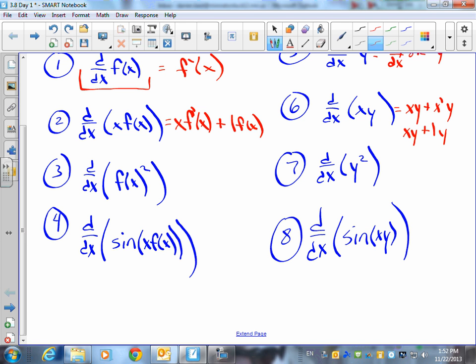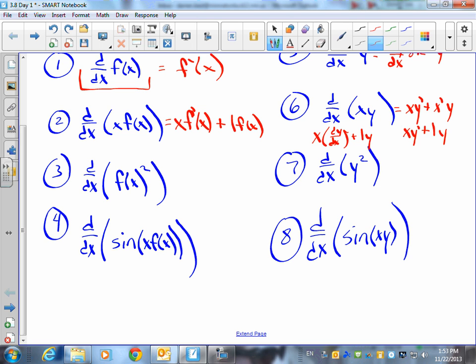Sorry. Thank you. Good point. X, y prime. My bad. X times y prime plus 1y. Or, and I'm going to use this one today, this would be x times dy dx plus 1y. That's another way of writing it. That's the way I prefer, but there's other teachers that use a little different notation, and that's okay. We'll talk about that in a minute.